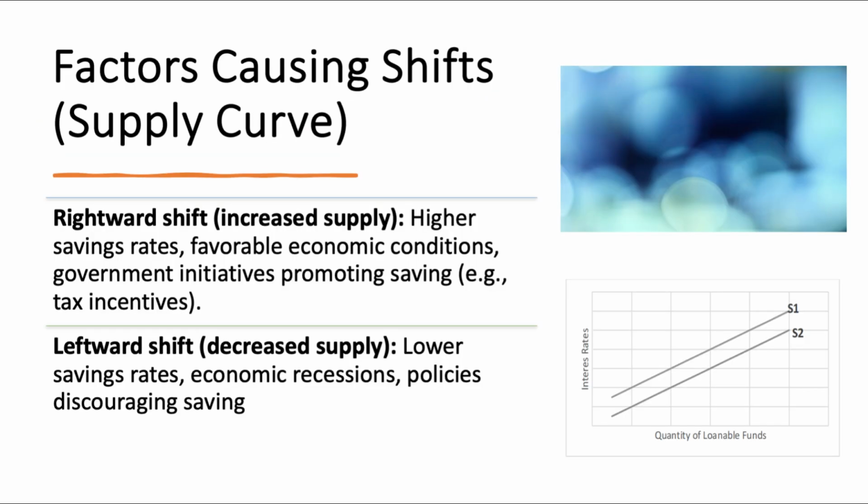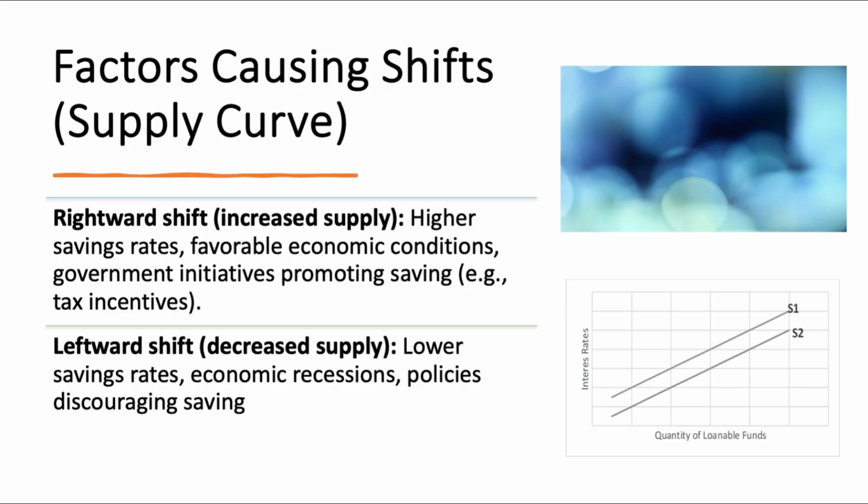Let's now talk about the factors that cause shifts in the supply of loanable funds. When we say the supply curve shifts to the right, increased supply, it means more funds are available for lending at any given interest rate. This usually happens when savings rates rise, when the economy is stable and people have extra income to save, or when the government promotes saving through initiatives like tax incentives.